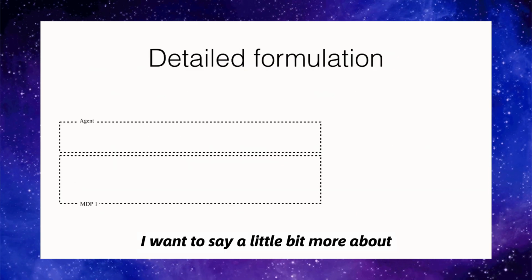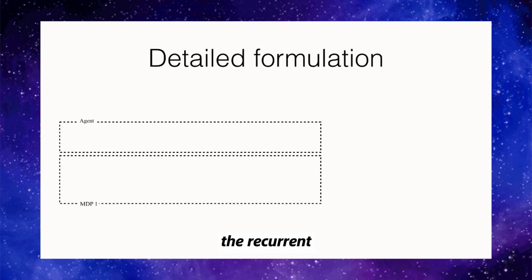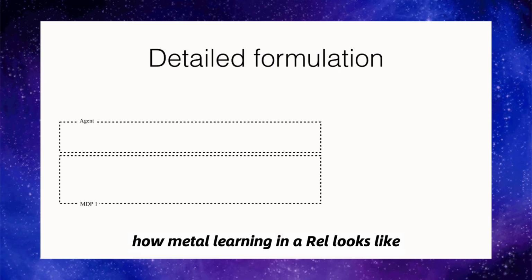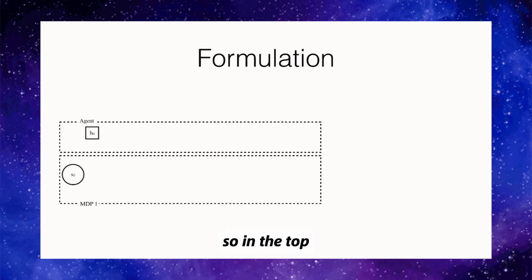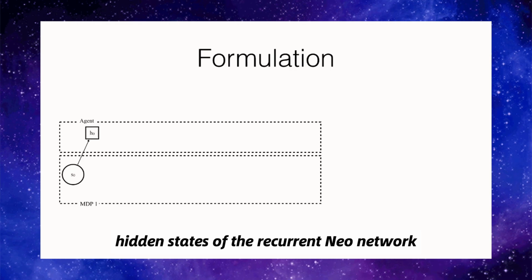I want to say a little bit more about how meta-learning in RL looks. So in the top panel, in the top rectangle, you will see the hidden states of the recurrent neural network.